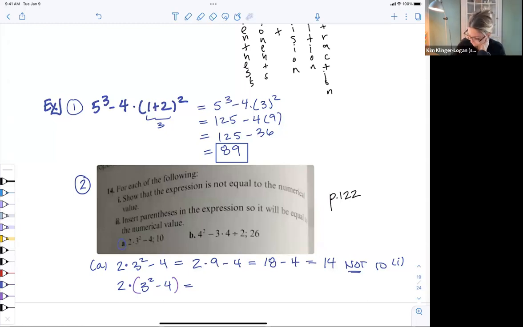Okay, in that case, I do what's in parentheses first, and to do that I'm going to do the exponent in the parentheses before that. So this is 2 times 9 minus 4. And now in my parentheses, I will do this subtraction. 9 minus 4 is 5. And 2 times 5 is 10, which is exactly the value that they wanted us to get. So this is where I put my parentheses.